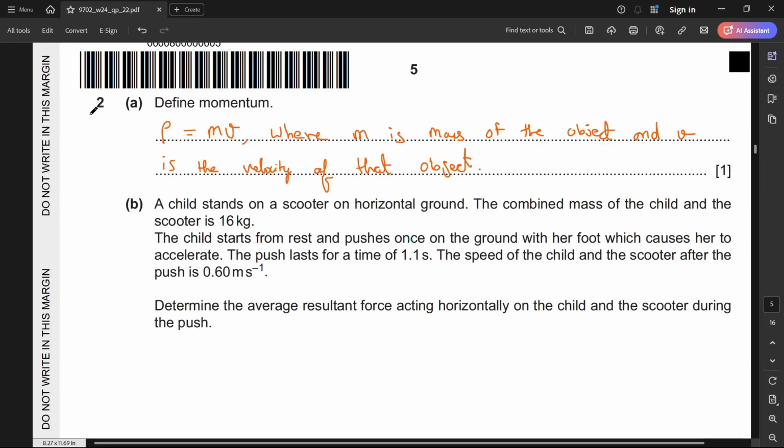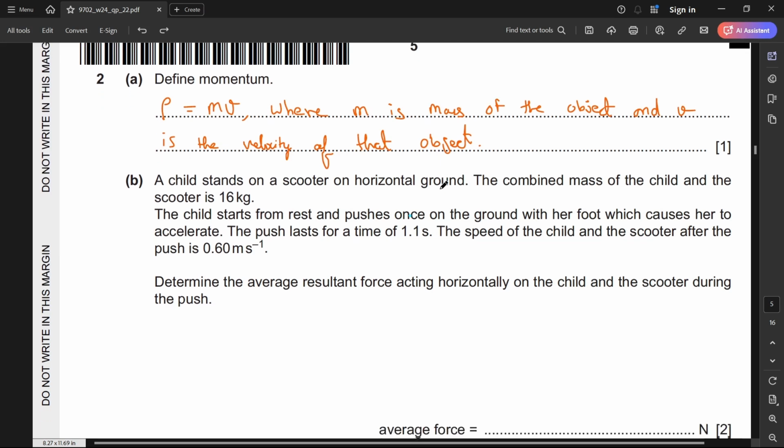So now let's talk about the second question. In the first part, we are asked to define momentum. Momentum, as mentioned over here, is the product of mass and the velocity of the object. The way that I have defined it is simply I've written the equation, and based on the equation, I've mentioned what m and v are, where m is the mass of the object and v is the velocity of that object.